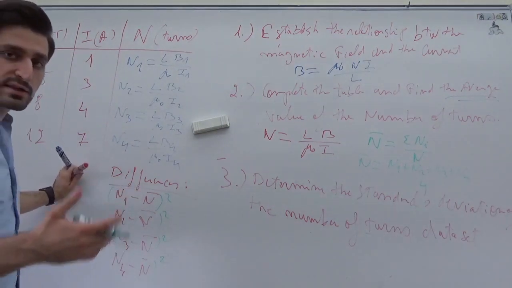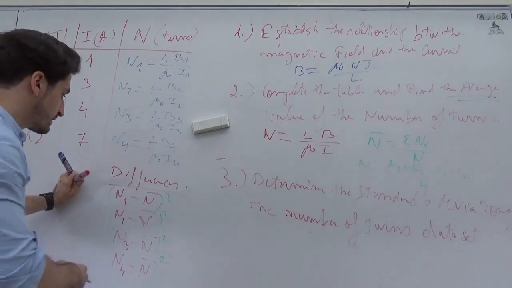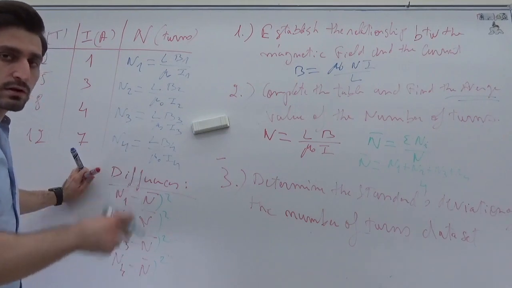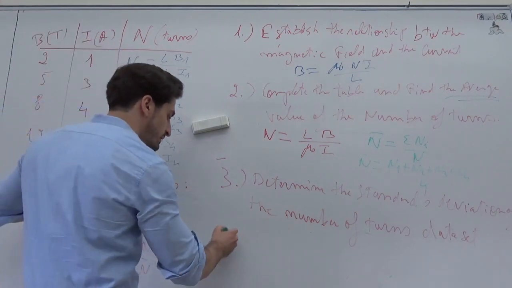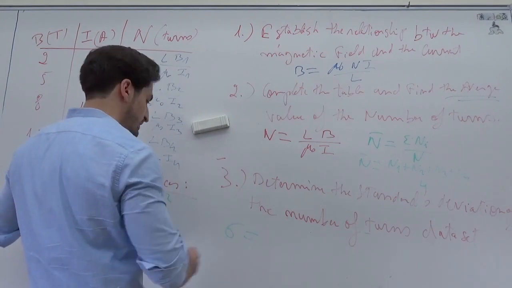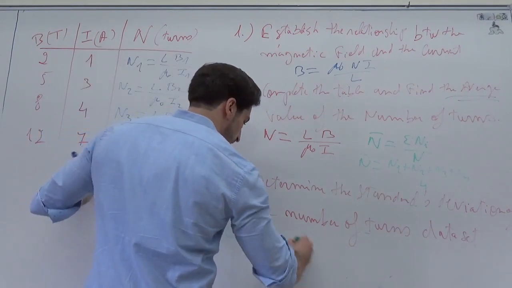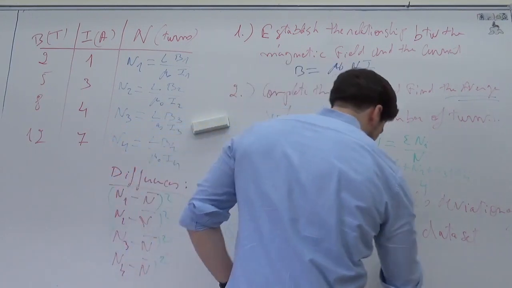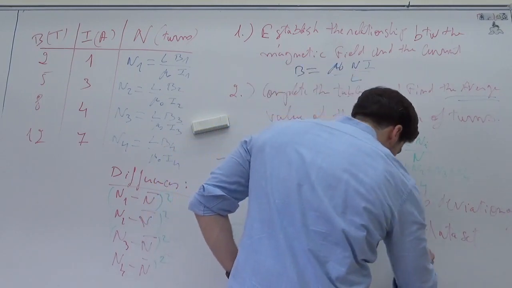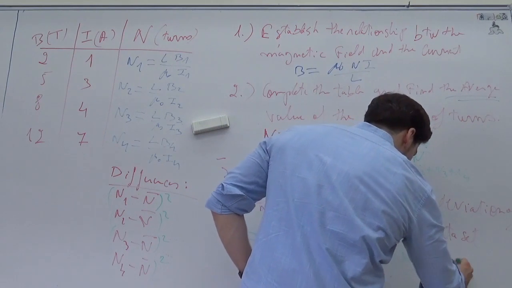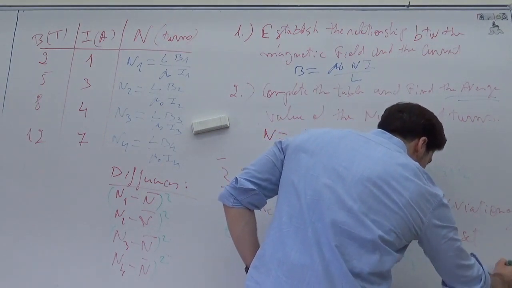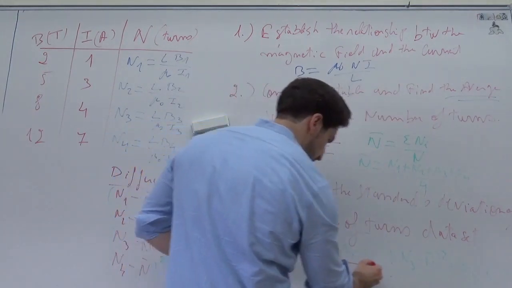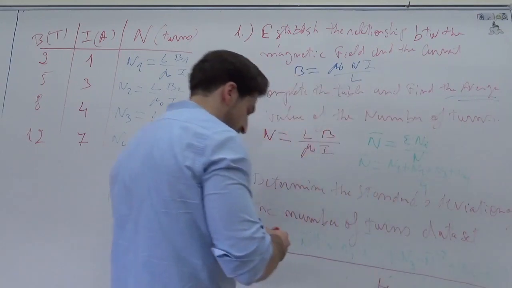And finally, you apply the standard deviation equation. So you are going to sum up all of these differences squared, you are going to divide them by the total number of trials, and then you are going to take their square root. And therefore, the standard deviation of that number of terms over here is going to be the square root of n1 minus n bar squared plus n2 minus n bar squared plus n3 minus n bar squared plus n4 minus n bar squared, divided by the total number of trials, which is 4.